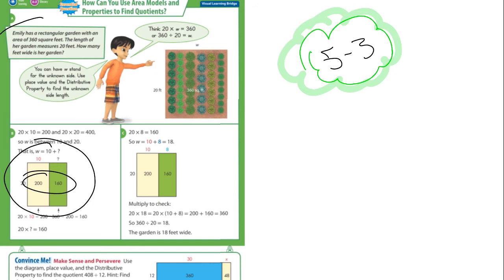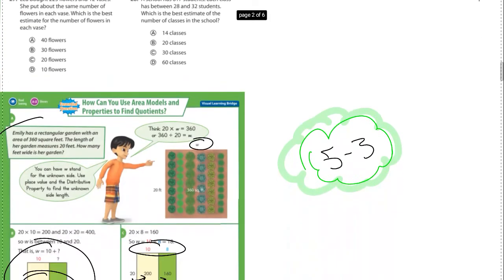And so the width is what we're looking for. You can see what they've done here. I think it would be pretty obvious that 20 times 10 would be 200, and then 20 times 8 would be 160, and if you add those together, you do have 360. And so 10 and 8 would be what would go up top. Let's move down here.